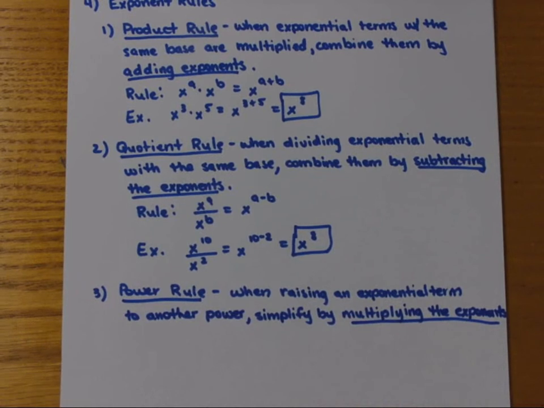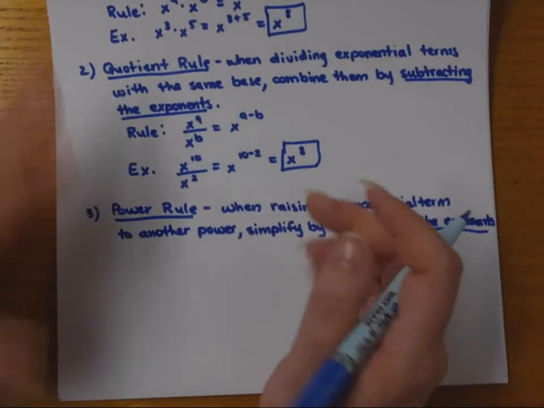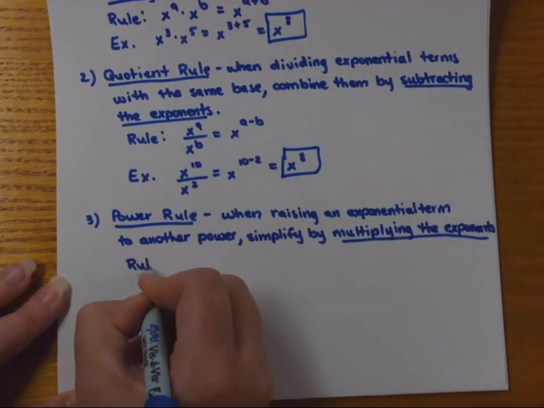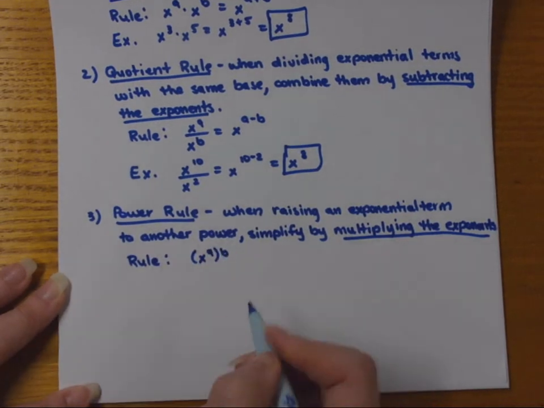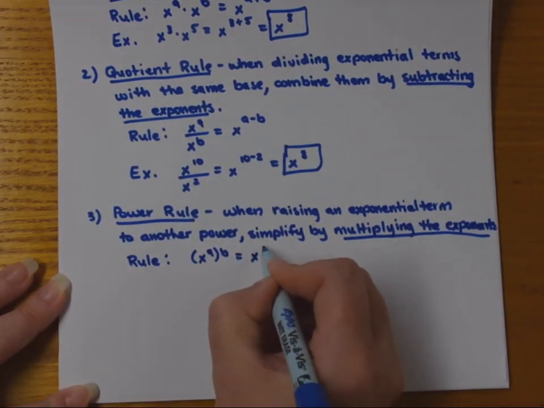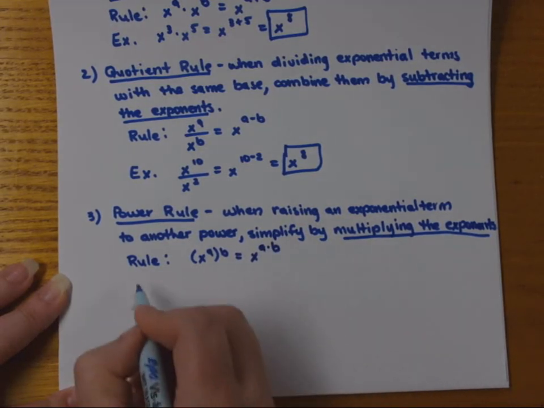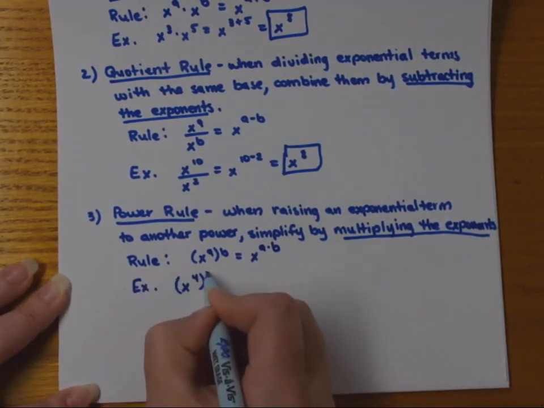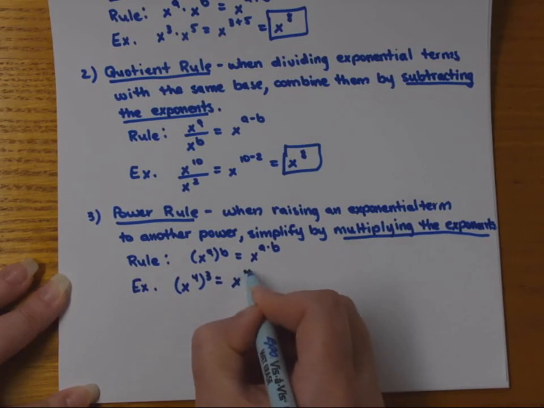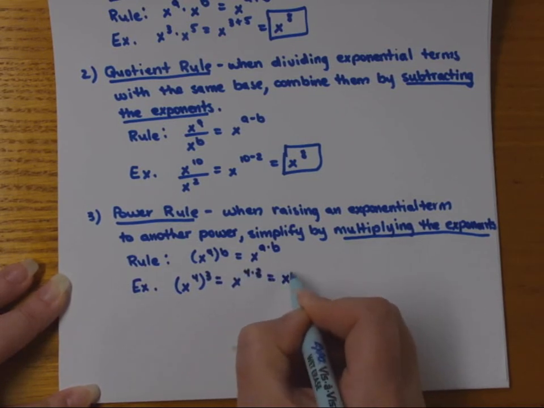Okay, so the power rule says you multiply the exponents. So here's the rule. If you had x to the a and then you raised it to the b power, that would be x to the a times b power. An example might be if you had x to the 4th and then you cubed it, that would be x to the 4 times 3, or x to the 12th.